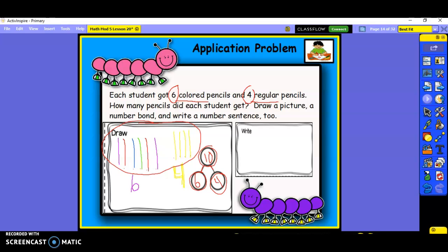6 and 4 make 10. Let's write that in a number sentence. That's right. We're going to write an addition sentence because we're putting our parts together. 6 plus 4 equals 10. Part plus part equals whole. Great job on your application problem.